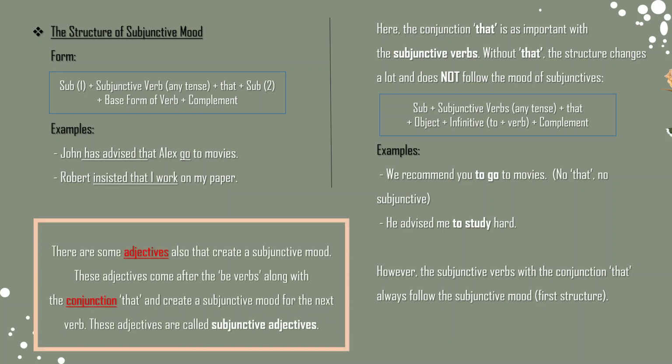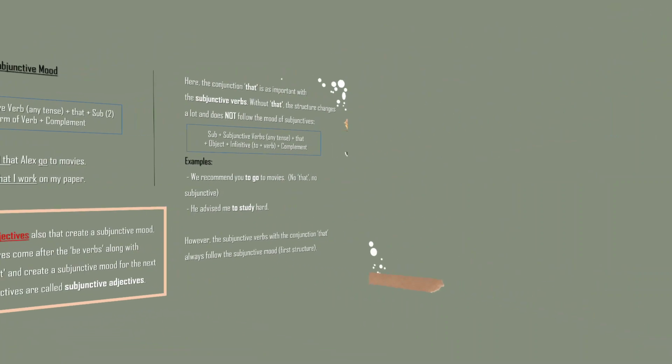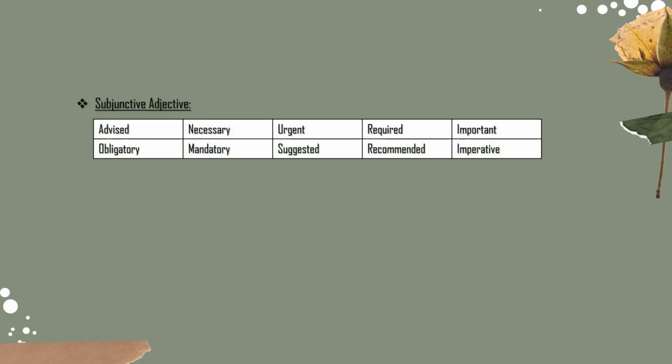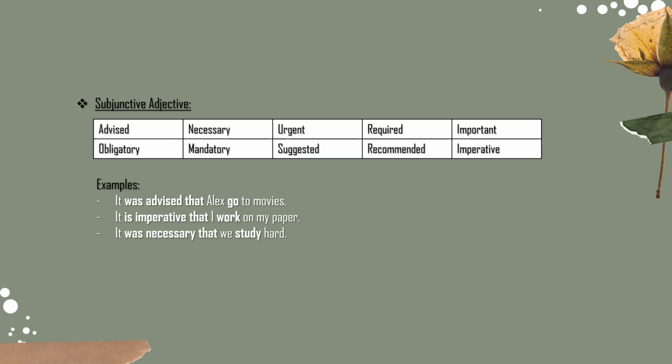Okay? There are some adjectives also that create a subjunctive mood. These adjectives come after the be verb along with the conjunction that and create a subjunctive mood for the next verb. These adjectives are called subjunctive adjectives. Okay guys, you can see in here the subjunctive adjectives, and I have the examples. The first one is, it was advised that Alex go to movies. The second example, it is imperative that I work on my paper. And the last example, it was necessary that we study hard.